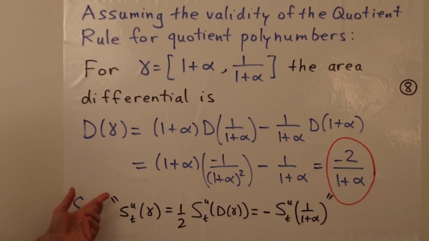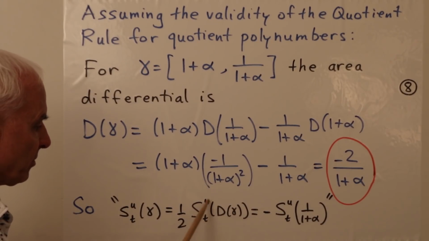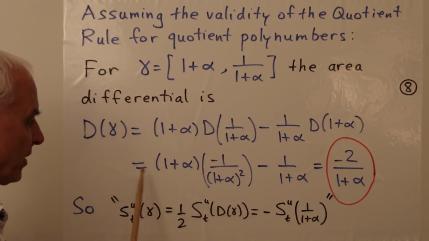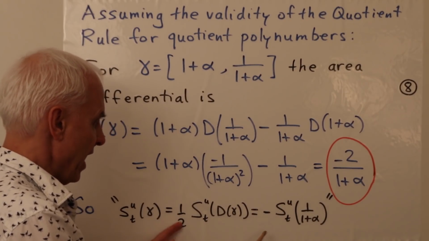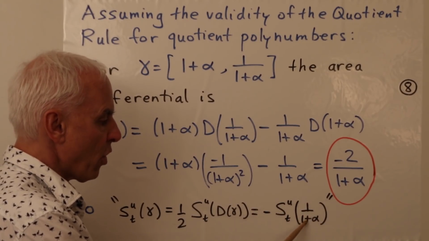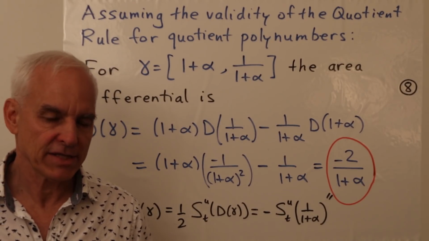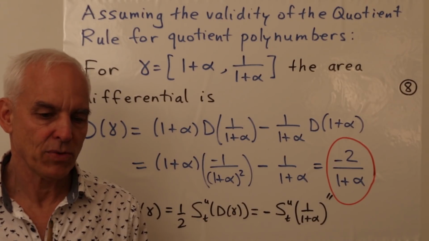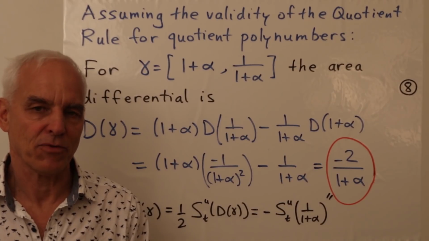So if we want to approximately find the signed area, say from t to u of this curve, well, our fundamental theorem would be 1/2 Faulhaber integral from t to u of d of gamma. So that means that there's a minus sign, and then the halves cancel with that too, and then we just have the Faulhaber integral from t to u of 1 over 1 plus alpha. Again, that's something that we do not have an exact expression for at this time. So we have to do the same kind of approximating things that we did for the circle and for the relativistic hyperbola.